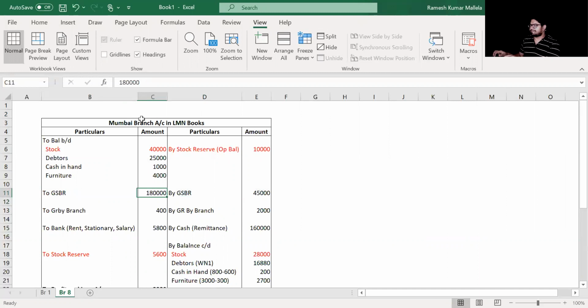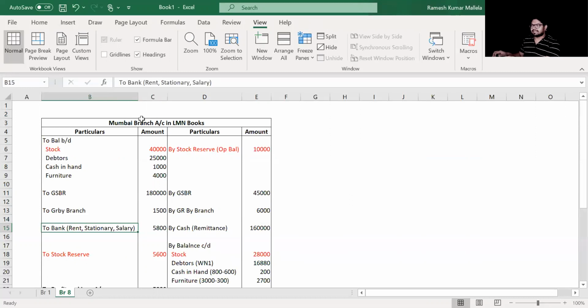Apart from this, what has happened? There are some returns made by the branch, which is 6,000 rupees, and the markup on this 6,000 is 25%, which is 1,500. So all these transactions we are recording. Then apart from this, there are some petty expenses incurred by the head office for the sake of the branch.